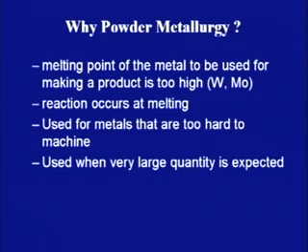is that it is used for metals which have a very high melting point, which can't be processed by basic manufacturing processes. Then it can be used for those metals which react on melting. The third point is it is used for metals that are too hard to machine, and then finally it is used where the production volume is very high. So these are the four basic important areas where powder metallurgy has found its application.